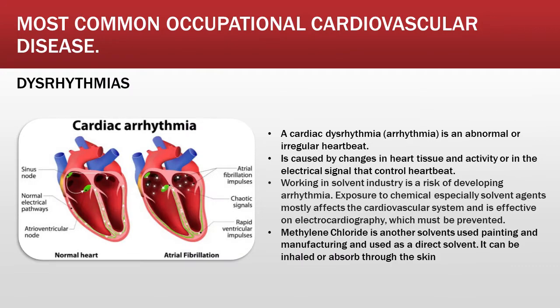So next, I'm going to explain about dysrhythmias. Dysrhythmia is an abnormal or irregular heartbeat. It is caused by changes in heart tissue and activities or in the electrical signals that control the heartbeat. Working in the solvent industry is a risk for developing arrhythmia. Exposure to chemicals, especially solvent agents, mostly affects the cardiovascular system. Methylene chloride is another solvent used in painting and manufacturing and used as a direct solvent. It can be inhaled or absorbed through the skin.